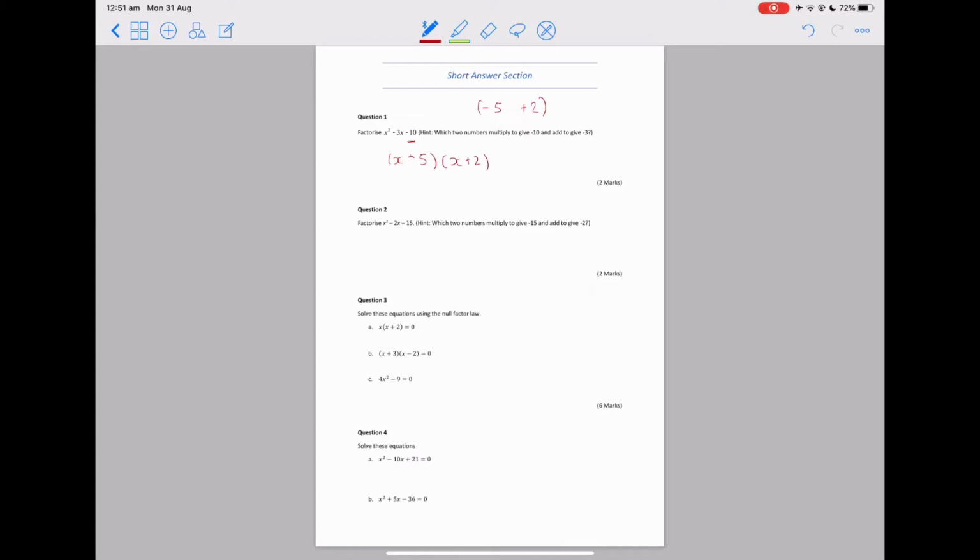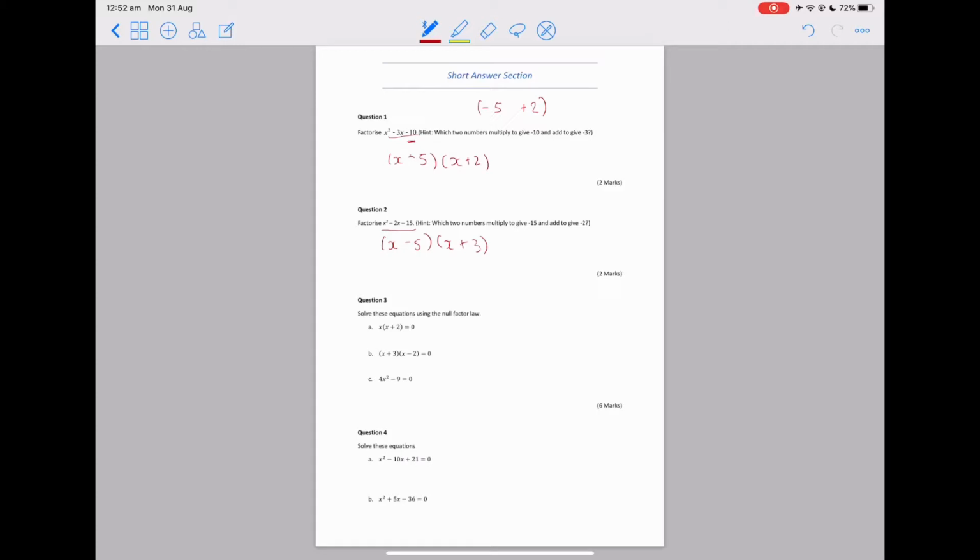Question 2 again wants us to factorize it. So again, find two numbers that multiply to give -15 but add up to give -2. In this case, it's going to be -5 and +3. So it's going to be (x - 5)(x + 3), and you can always double check this by using the FOIL method to expand to see whether it gives the original equation.